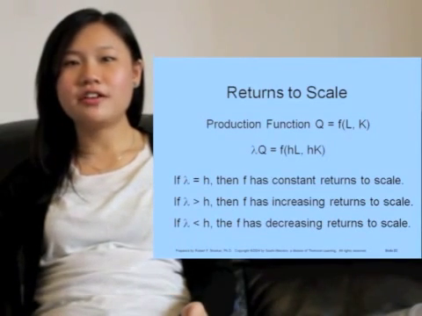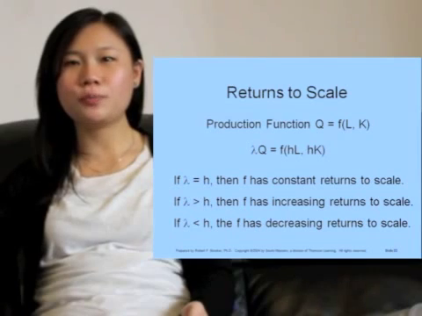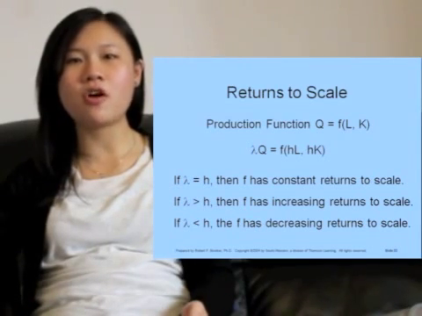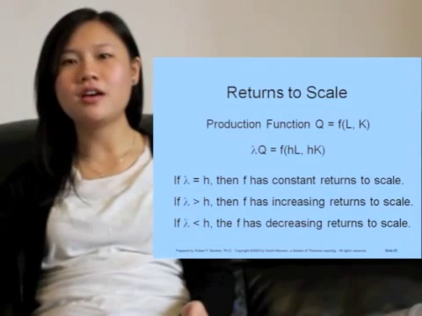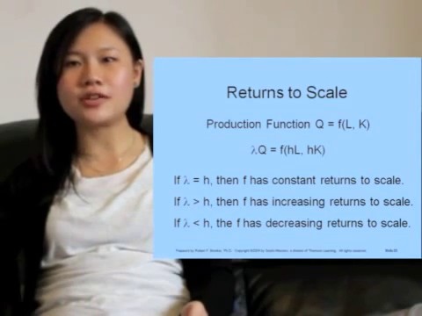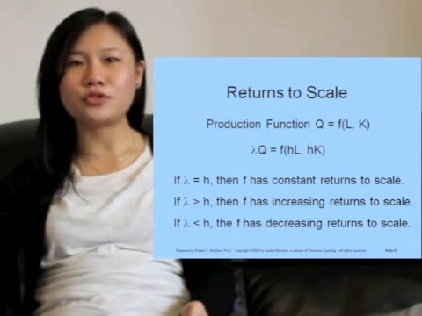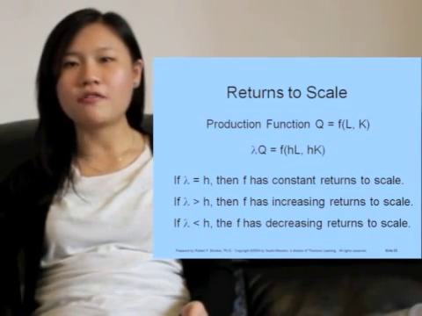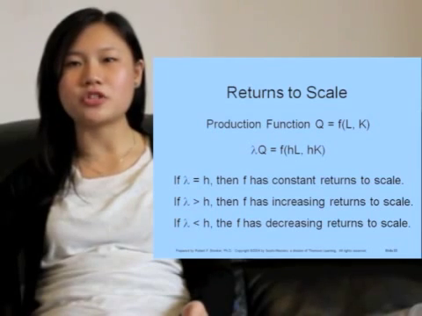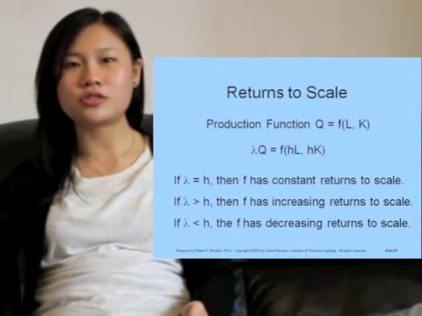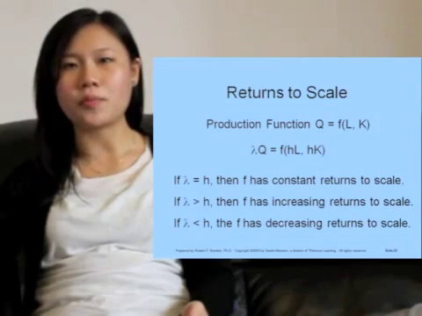Returns to scale refers to the degree by which output changes as a result of a given change in the quantity of all inputs used in production. For a given proportional increase in quantity of all inputs used in production, it is constant returns to scale if output increases in the same proportion, increasing returns to scale if output increases by a greater proportion, and decreasing returns to scale if output increases by a smaller proportion.